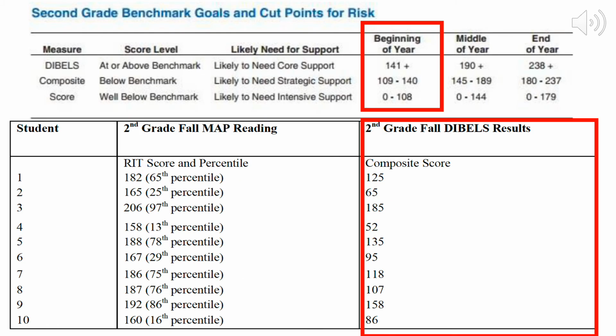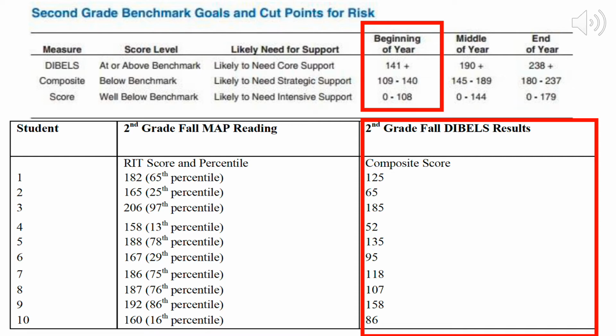Here's the same data set, but now I have put a box around second grade DIBELS. And just remember that DIBELS scores reading achievement. So here we're just given a score. We're not giving a percentile rank. So I have included on this slide what each of the scores mean.